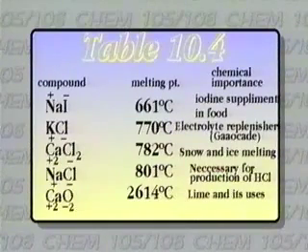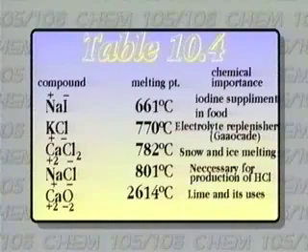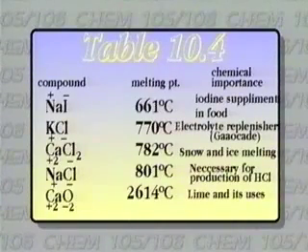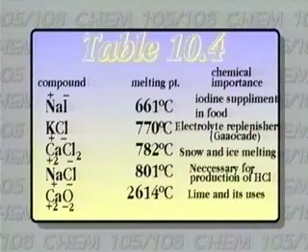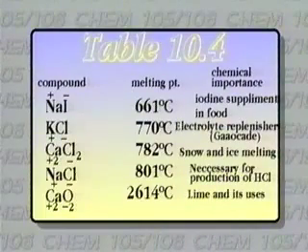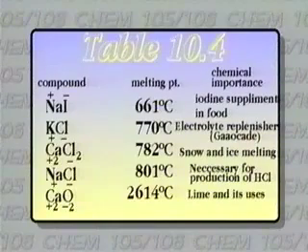So quite obviously we'd expect the calcium oxide, which has the only 2-2 electrostatic force, to have the highest melting point. And in fact, that's exactly what we see. So calcium oxide, or lime as it's called, has a melting point of 2,614 Celsius degrees. Table salt, sodium chloride, has a melting point of 801 Celsius degrees.